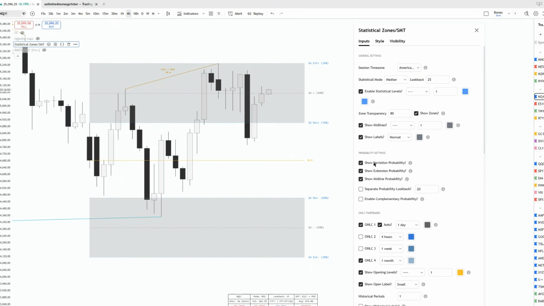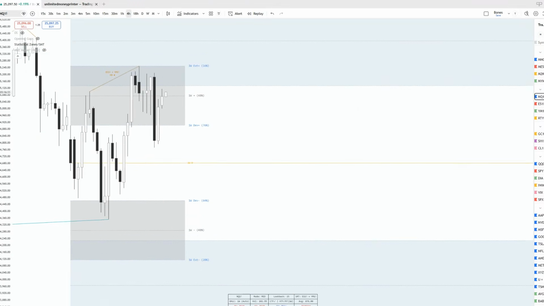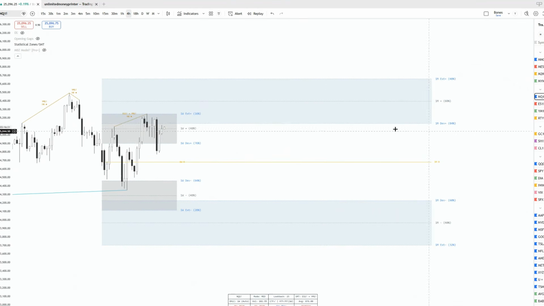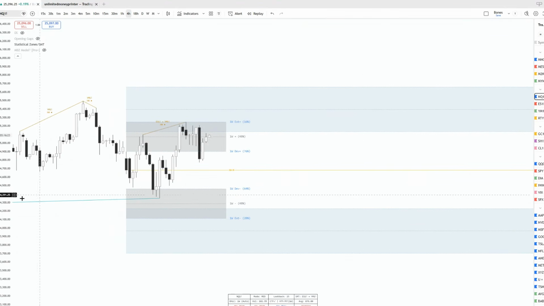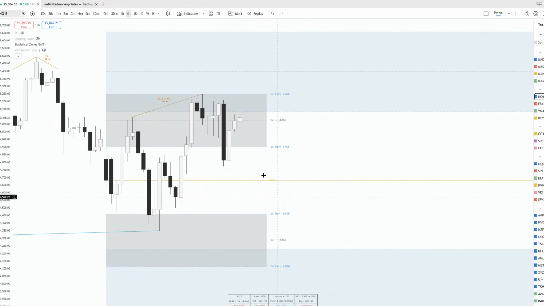But the probability settings are going to automatically use the look back that you have for those statistical ranges. So not only do we have statistical ranges now, but now we also have the probability of those levels getting hit, which is amazing. So here you can see the monthly range for March, and there's an 84% chance of hitting this level throughout this month and a 60% chance of hitting this level. So knowing that, you can look for trade opportunities.